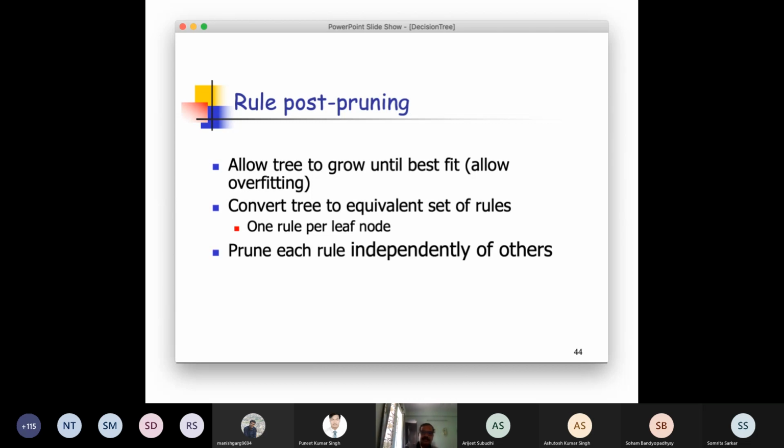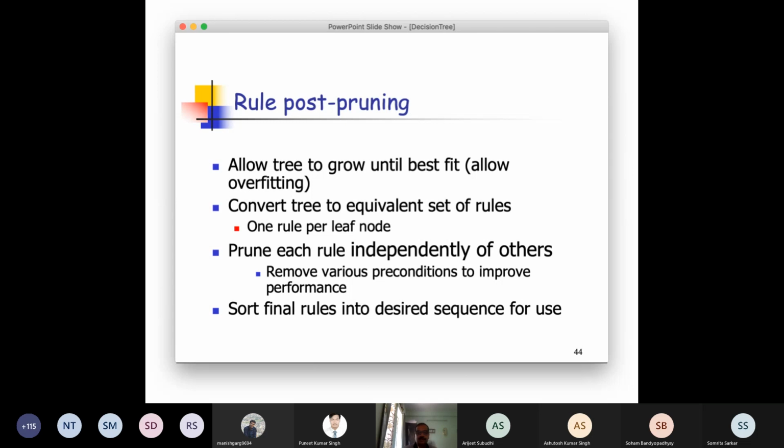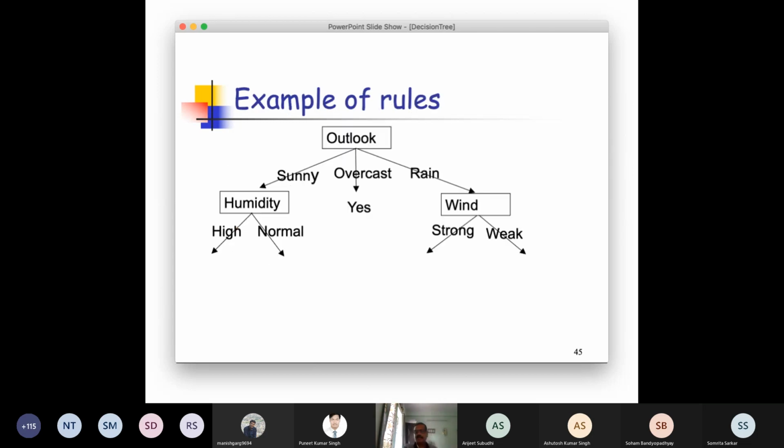So it is mentioned every leaf node has a rule. Prune each rule independently of others and remove various preconditions to improve performance. Then sort the final rules into the desired sequence for use. So once again, you have the rule base only. You are not getting a decision tree after doing these things, but you are reducing the overfitting by removing those clauses.